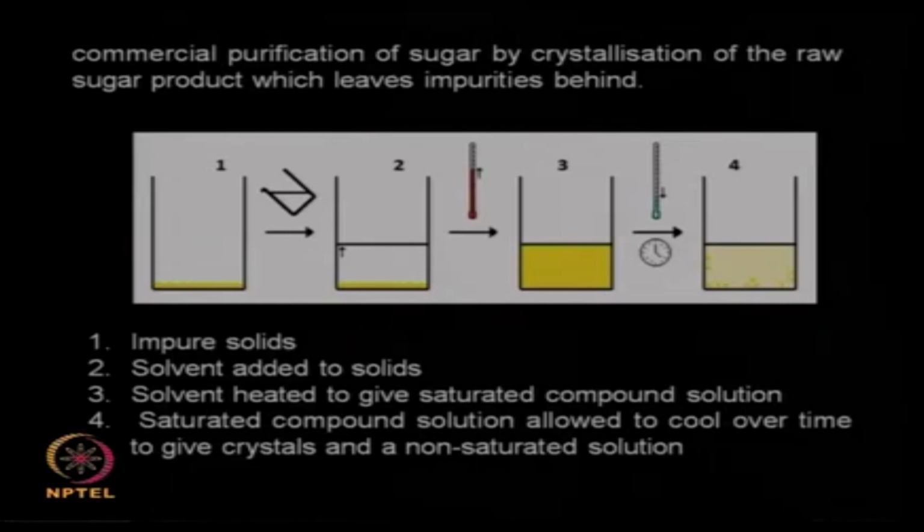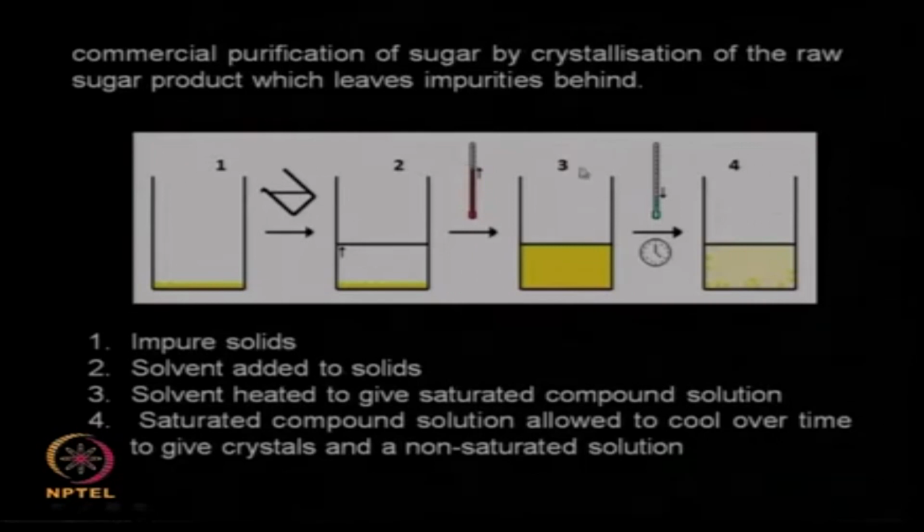sugar solution is taken, and now when we reduce the temperature, what happens, whatever sugar that is dissolved, because as you keep reducing the temperature, the solubility of the sugar in water goes down, so the solution becomes super saturated and you start getting nice beautiful crystals of sugar.